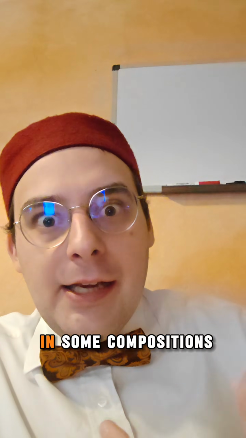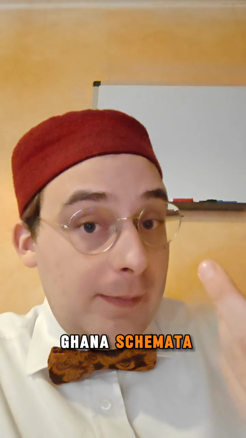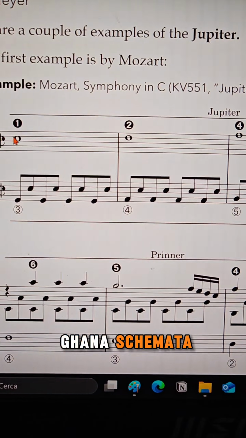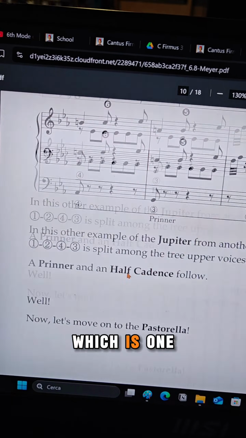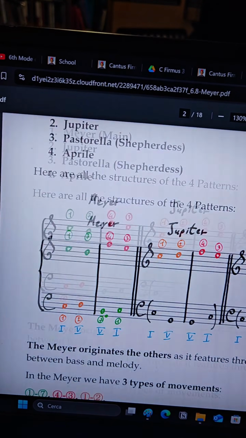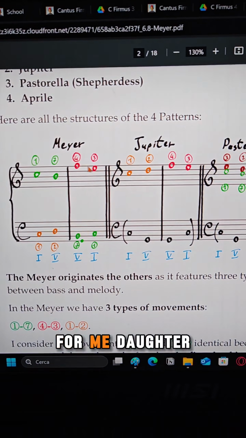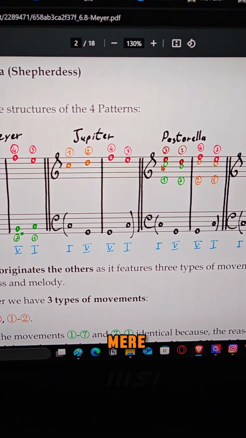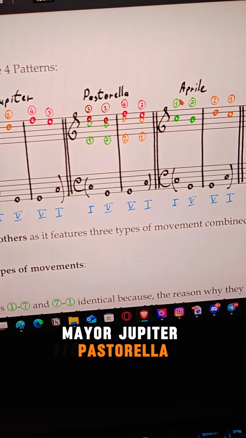And so sometimes in some compositions of Cantus Firmus, so Gregorian chant, we can find ut, re, fa, mi, but it does not have anything to do with the Jupiter in terms of Jupiter of Galant Schemata. This is the Jupiter of the Galant Schemata, so do, re, fa, mi, which is one of the opening patterns, one of the most interesting opening patterns belonging to the big family of the major: fa, mi, do, re, fa, mi, or mi, re, fa, mi, sol, fa, major, Jupiter, Pastorella, and Aprile.